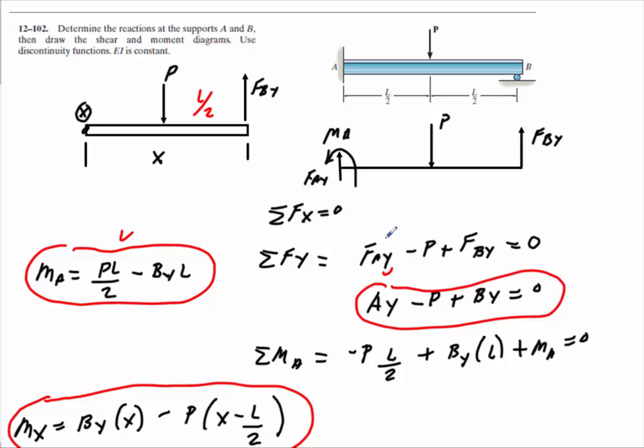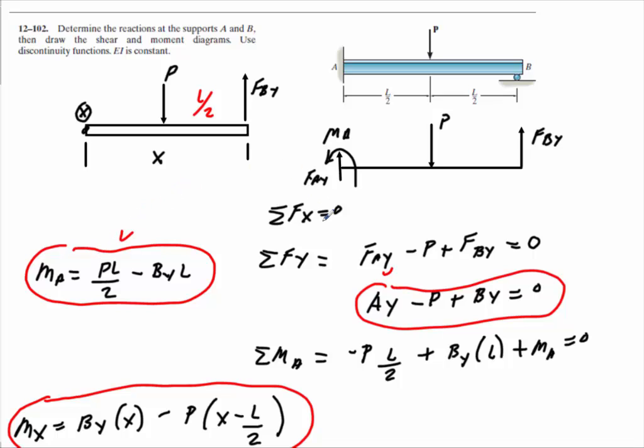If you sum the forces in Y, then you can say that FAY going up minus P plus FBY going up equals 0. But again, you cannot solve that. You can write this as FAY minus P plus BY is equal to 0, and you could solve for AY in terms of P and FBY. You could do that.